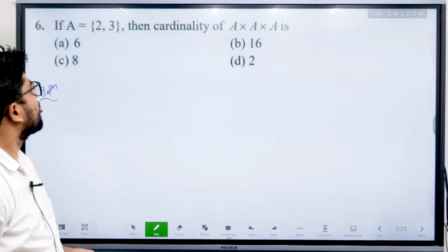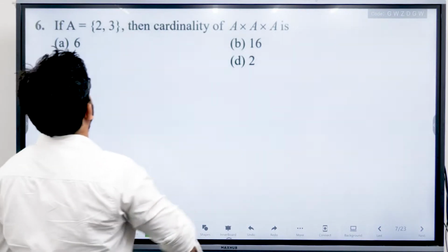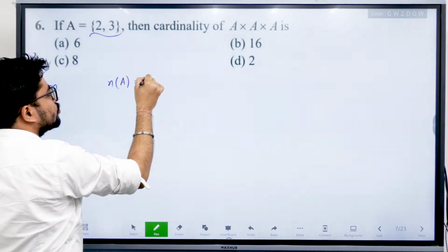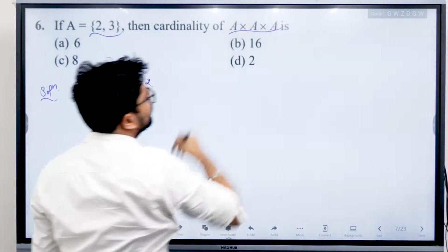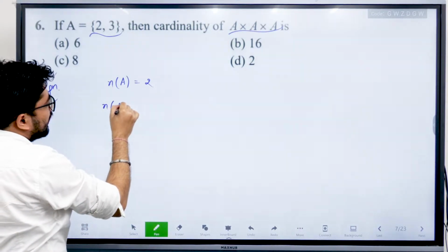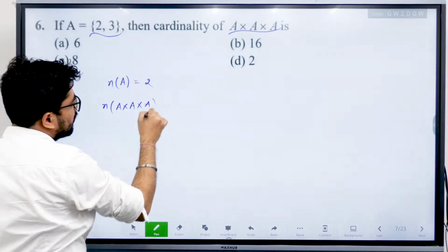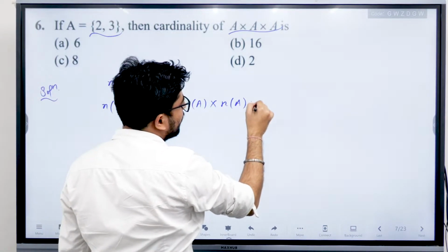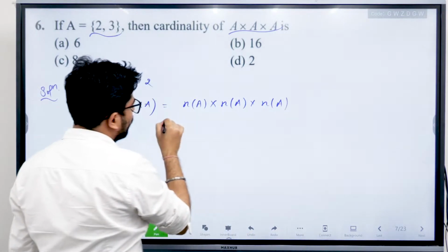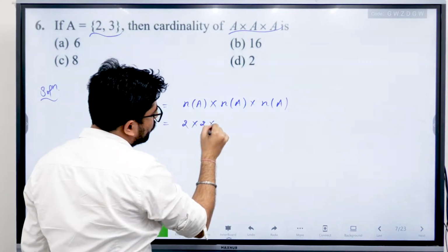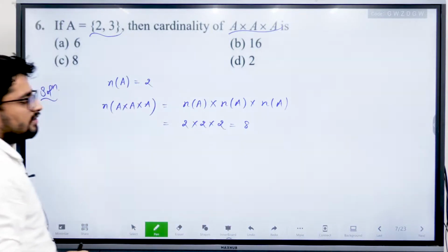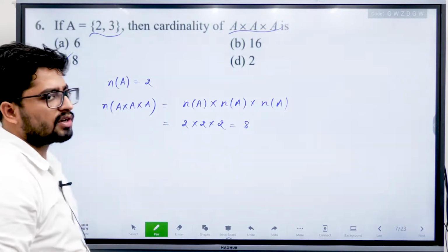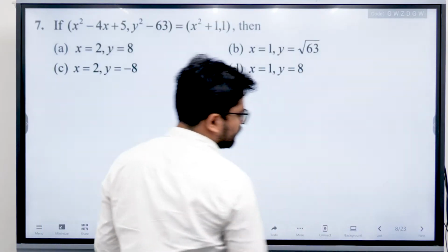Okay, single correct. So here we have that A = {2, 3}. From here we can say the number of elements in A is equal to 2, and we have to find the cardinality of A × A × A. This is equal to cardinality of A into cardinality of A into cardinality of A, which is 2 into 2 into 2, which is 8. Okay, so the final answer is C. This is your correct answer. Now let's move to the next one.